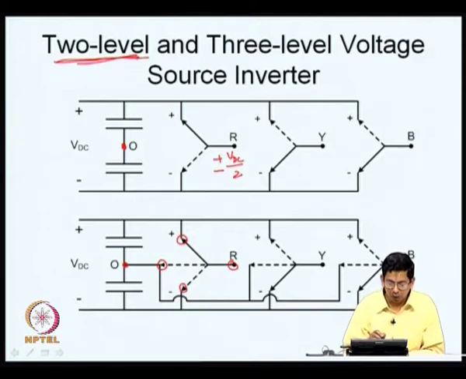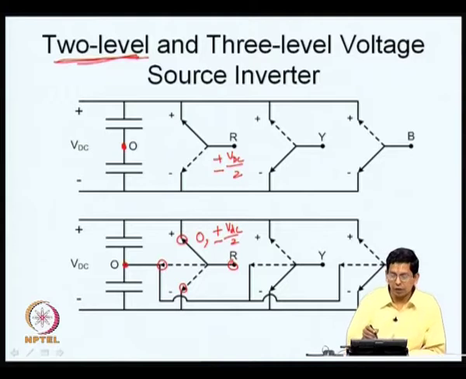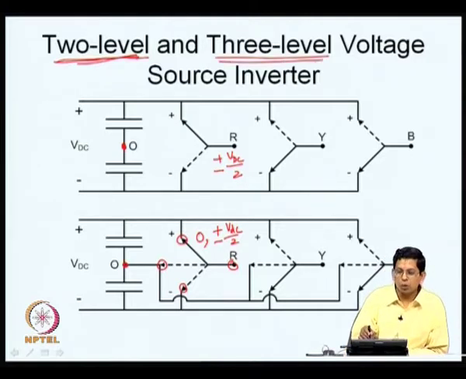So, now what you have is a single pole triple throw switch, and VRO here can be plus VDC by 2 if the top is connected. If R is connected to the bottom throw, it can be minus VDC by 2 as before. If R is connected to the middle throw, it can simply be 0. So, VRO can take 3 values now, namely plus VDC by 2 or minus VDC by 2 as in the previous 2-level inverter, and also 0. So, it can take 3 different voltage levels, and therefore, we call this a 3 level voltage source inverter.